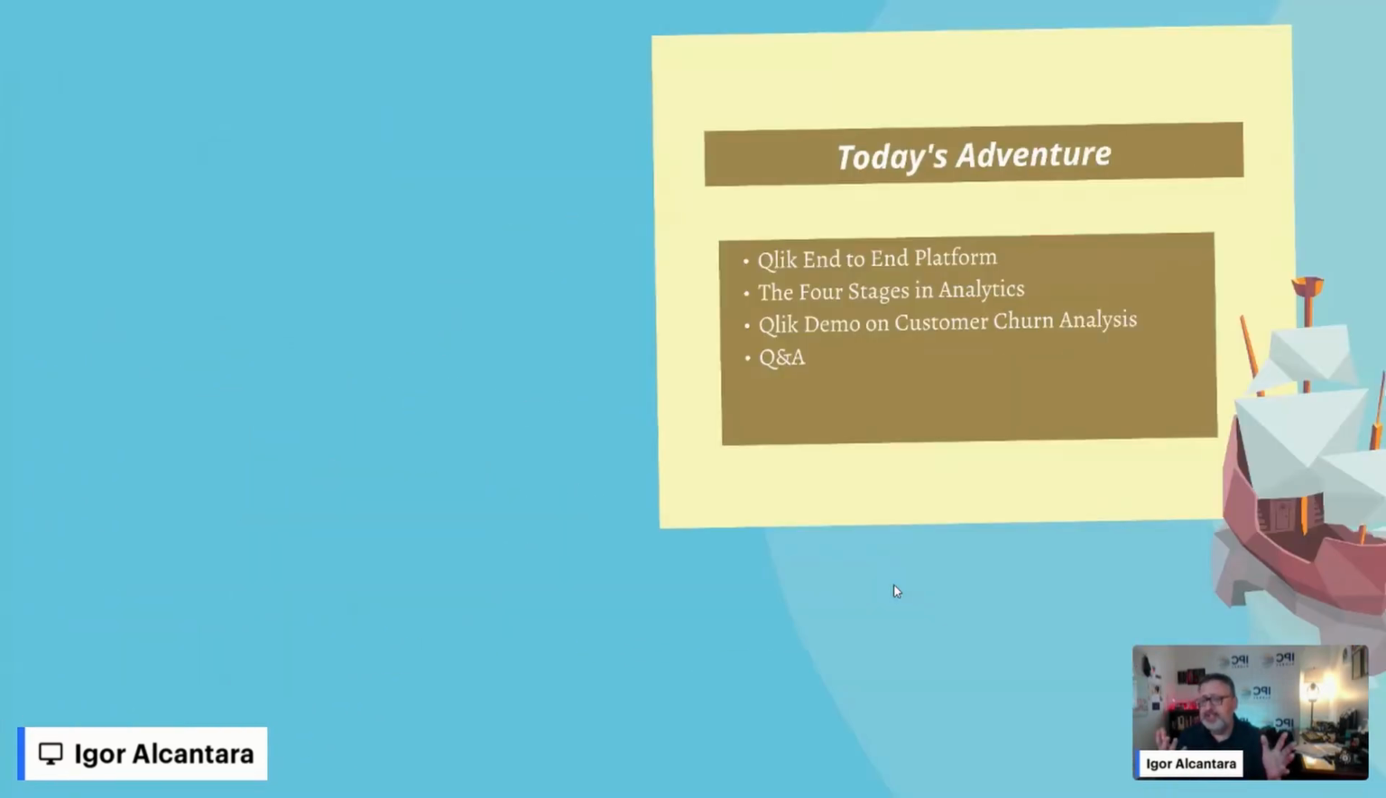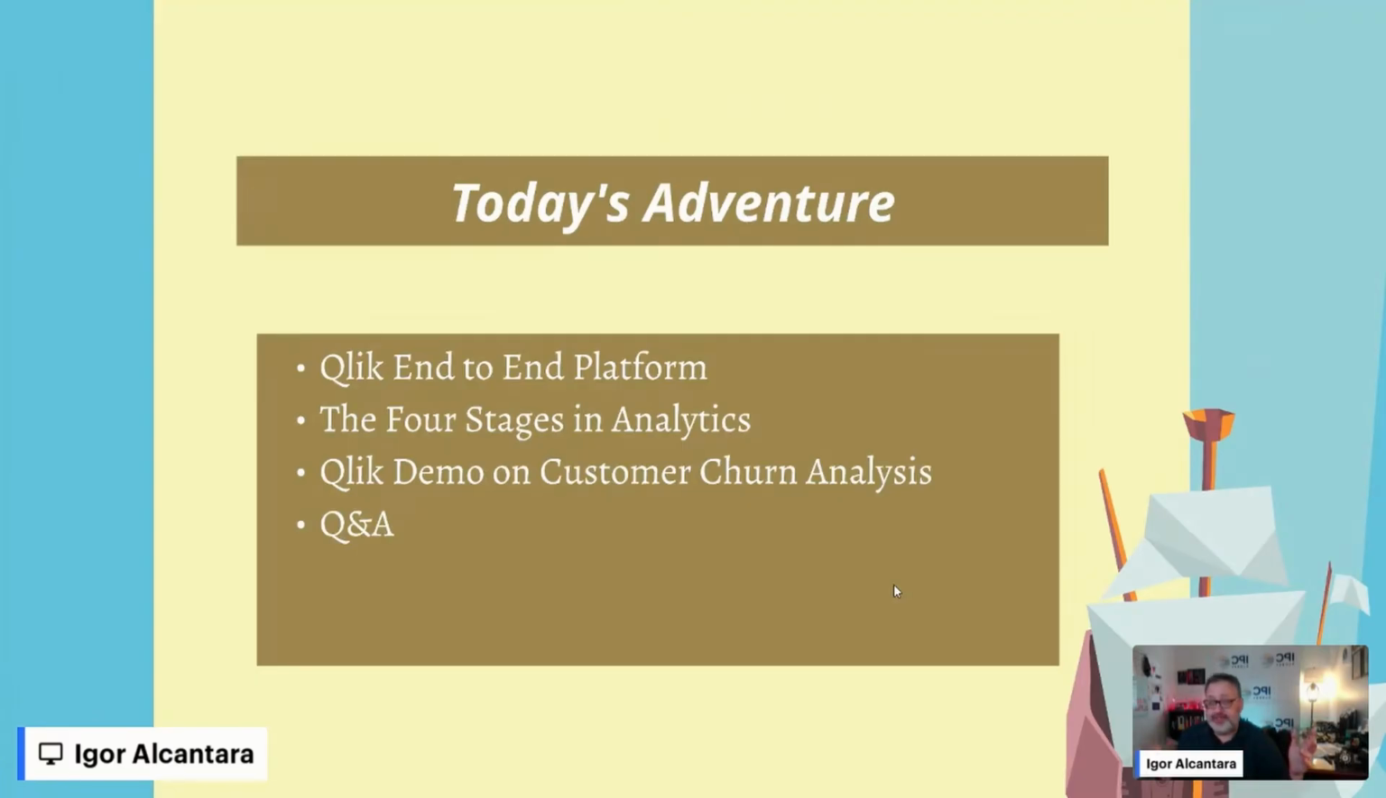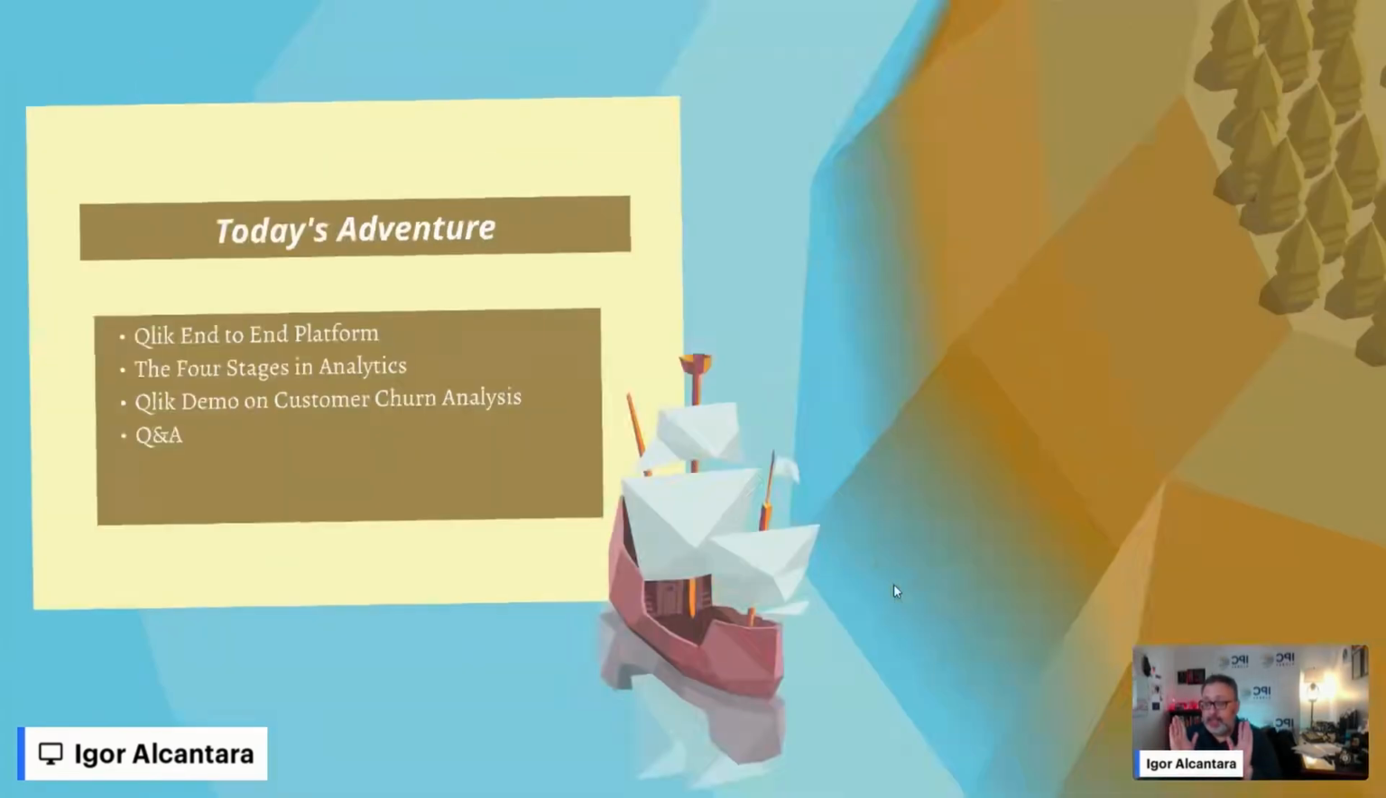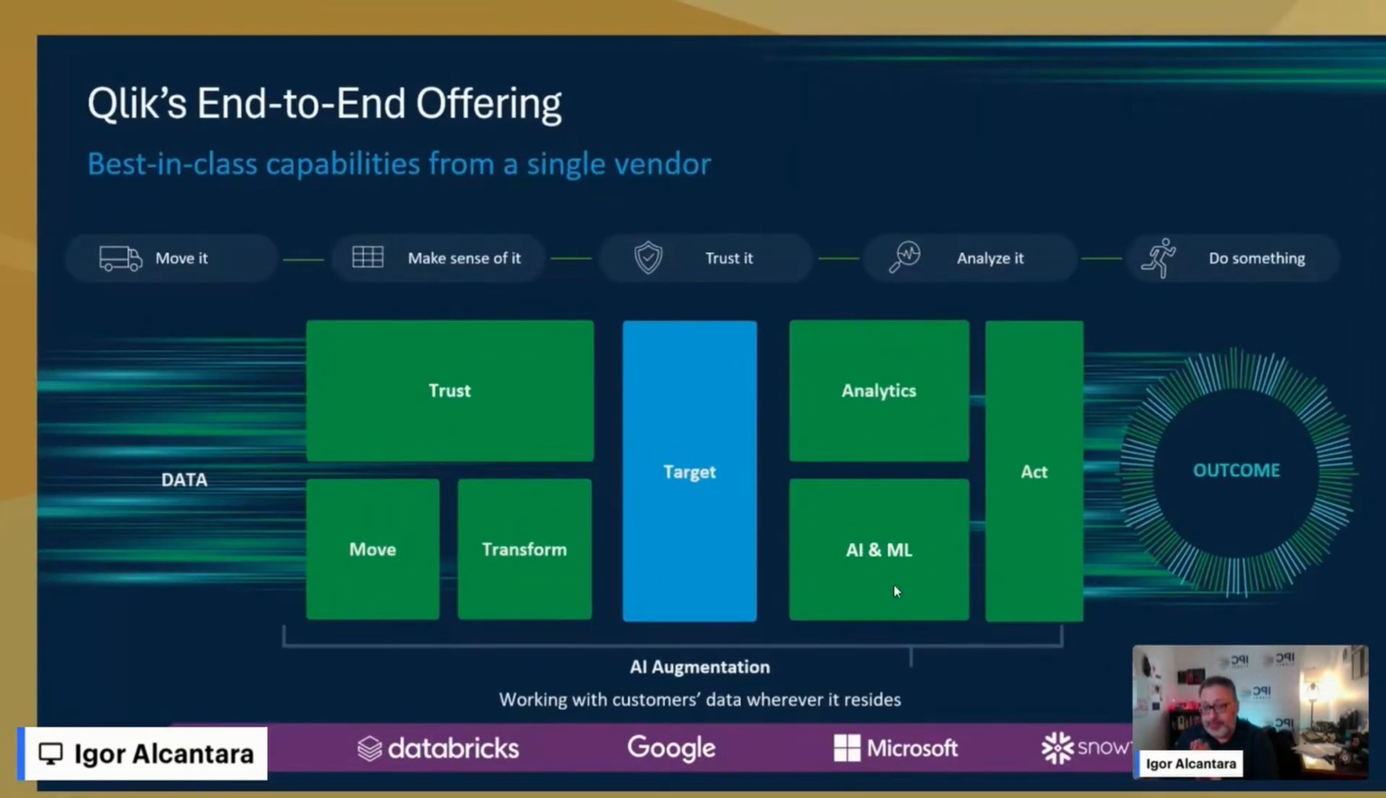So, this is our agenda for this adventure. I'll briefly explain Qlik's platform. Then we go into the four stages of analytics, which is the actual real journey. I'll ask you to do an exercise and identify in which stage your company currently is. And then, because we know seeing is believing, I'll do a quick demo, and then we'll open the floor for some questions.